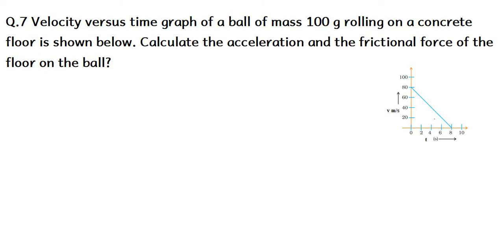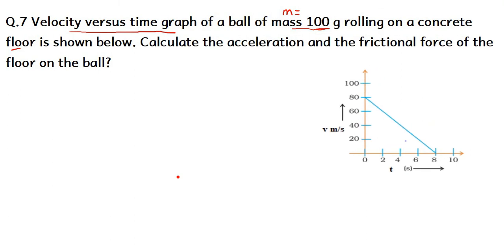Question number 7. Velocity versus time graph of a ball of mass 100 gram. A ball of mass 100 gram, that is m, is given, student. Rolling on a concrete floor is shown below. Okay, velocity time graph is given, student. That means a graph is, you can see over here. We have to calculate the acceleration and the frictional force on the ball.